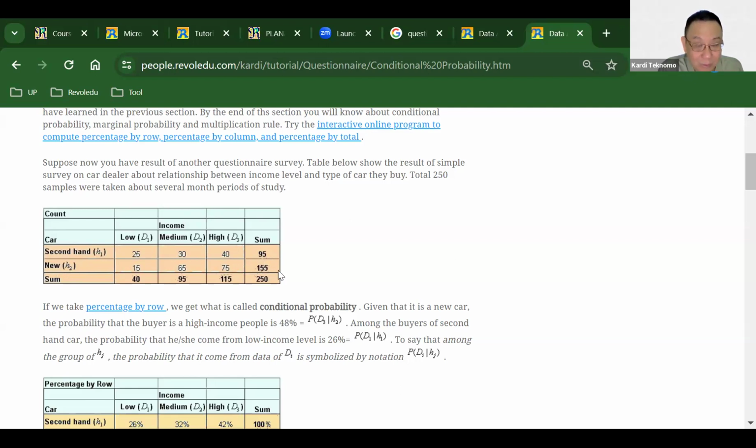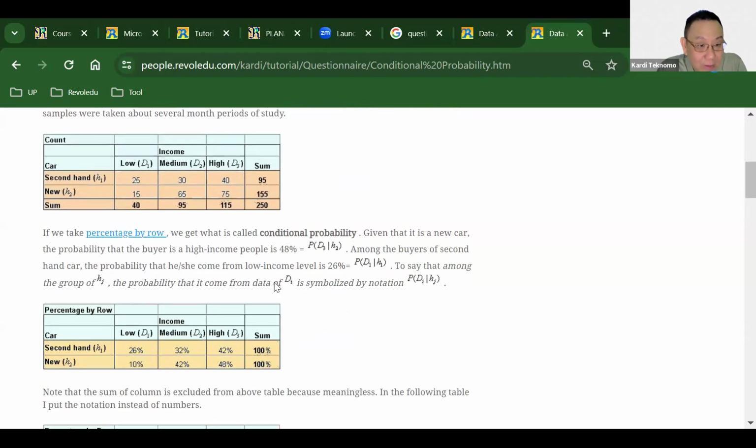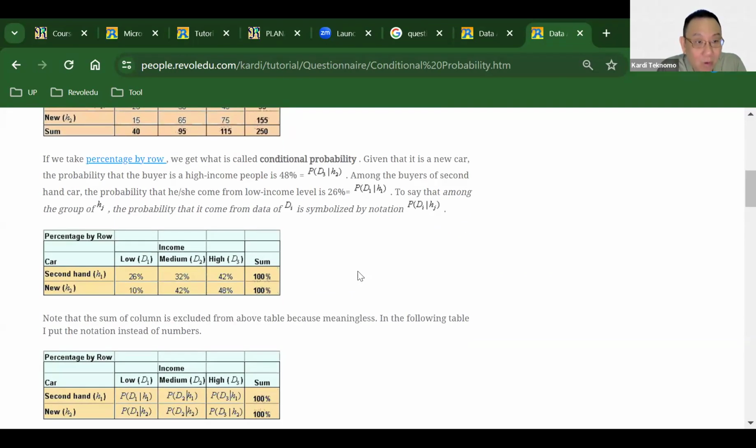New here, 155 represents the number of respondents that actually buy a new car. And 115 here represents the number of respondents that claim themselves as high income. So this is the sum of the total. When we say conditional probability, we take percentage by row, by column, or by total.